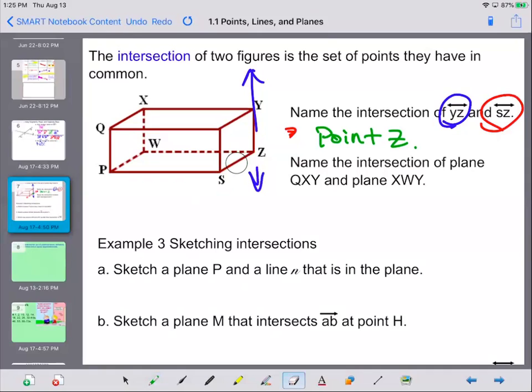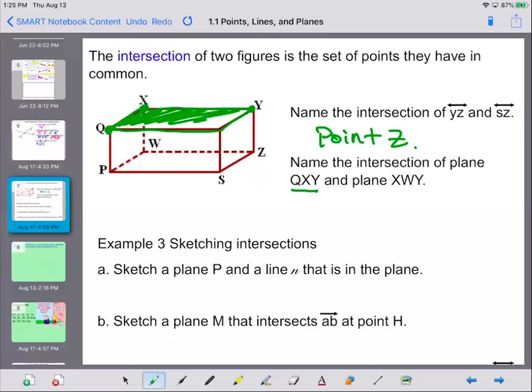Next question that we have is to name the intersection of plane QXY. So here's Q, here's X, and here's Y. Now we want the whole plane. Remember, a plane is like this whole rectangular shape here. So I'm just gonna color this in so we can kind of see what it is. Okay, we want to name the intersection of this green plane here, QXY, with plane XWY. So here again is X, here's W, and here's Y. Plane XWY is this whole back plane.